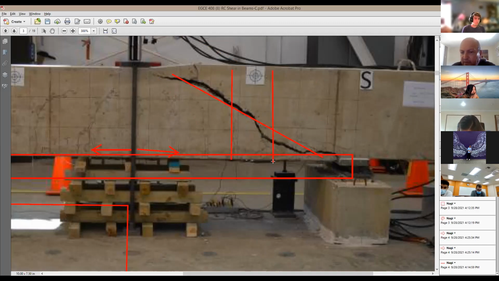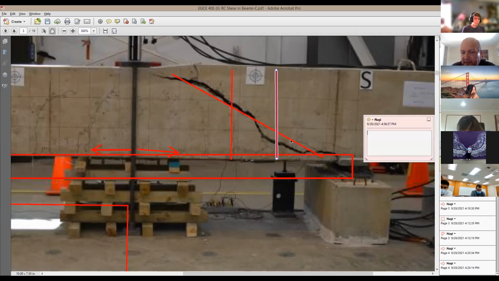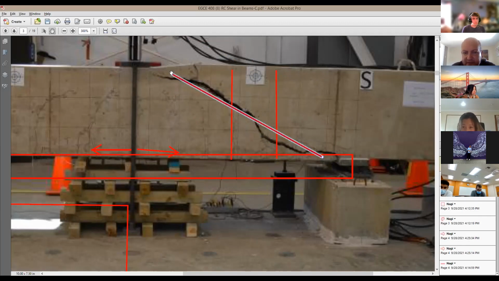So now where is the crack going to happen? The crack is going to happen like this. One crack is going to start like this, and the other crack is going to be like this.